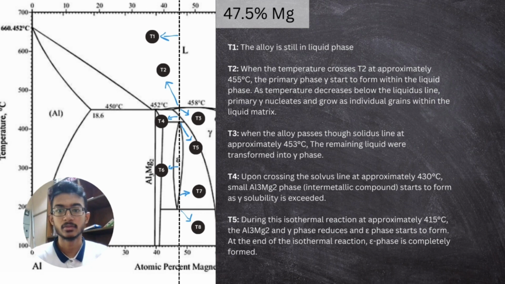So at T3, the complete gamma phase is formed. When approaching T4, a small intermetallic compound phase called Al3Mg2 starts to form within the gamma. Then until it reaches T5, T5 is where the isothermal transformation happens. So at T5, the Al3Mg2 plus gamma phase slowly starts to convert into epsilon phase, a single epsilon phase. At the end of the isothermal transformation at T5, a complete epsilon phase is formed.